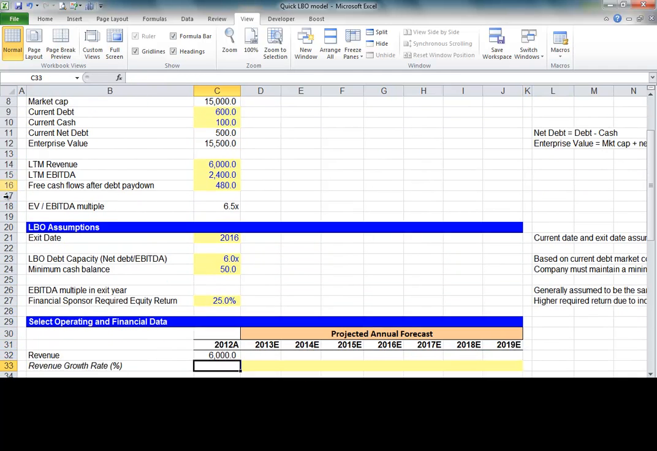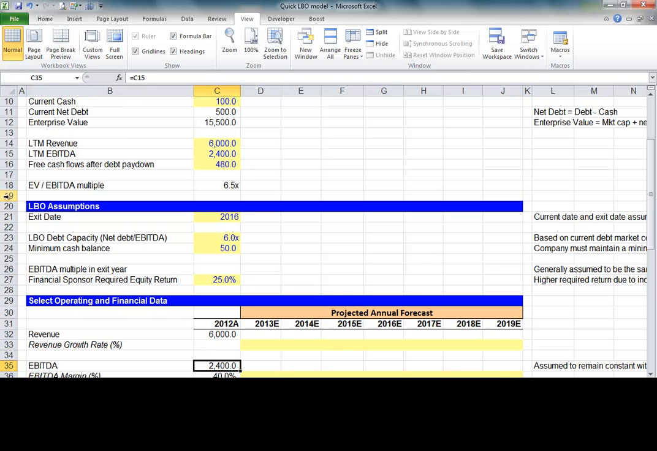Now, as the financial sponsor, we're not going to hold on to this investment forever. We're going to buy out the company, and for most financial sponsors the holding period is typically 3 to 7 years into the future. So we will assume that we're going to exit on the very last date of 2016. That's when we're going to sell off the business, maybe to a strategic acquirer, or maybe we'll take the equity public again and IPO it.